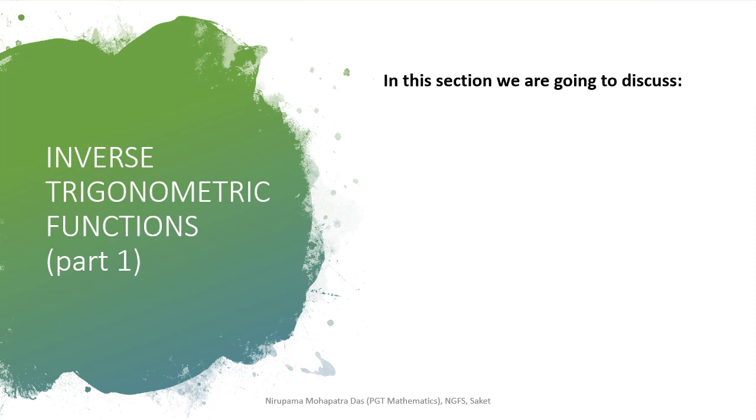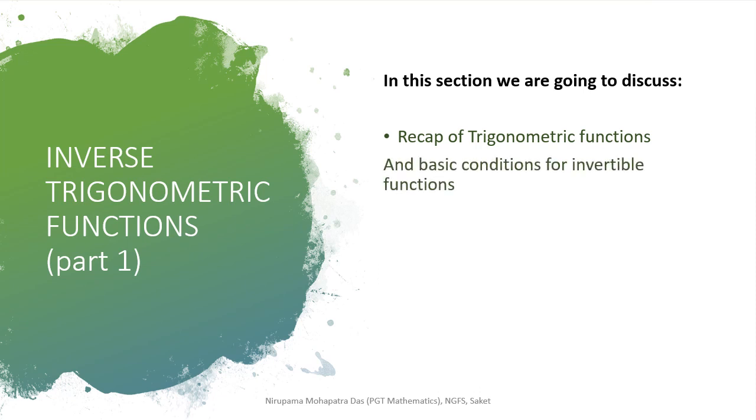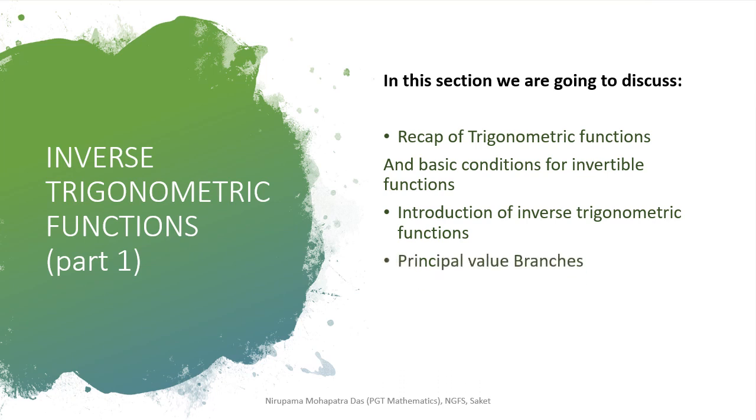So the topic of discussion would be first a very brief recap on trigonometric functions and basic conditions for invertible functions. As we have earlier studied in a previous topic, we have already done it, but still I want you to have a brief recap. Secondly, introduction of inverse trigonometric functions and principal value branches, which is very important, and two basic properties of inverse trigonometric functions. We have many properties of inverse trigonometric functions.